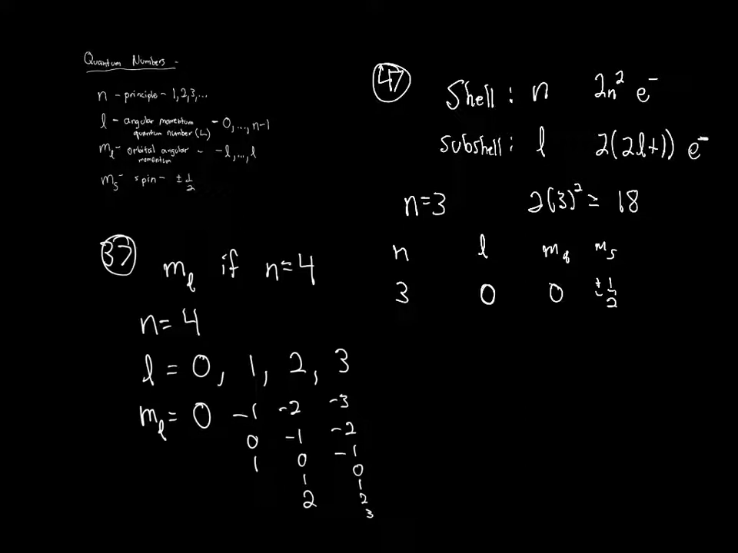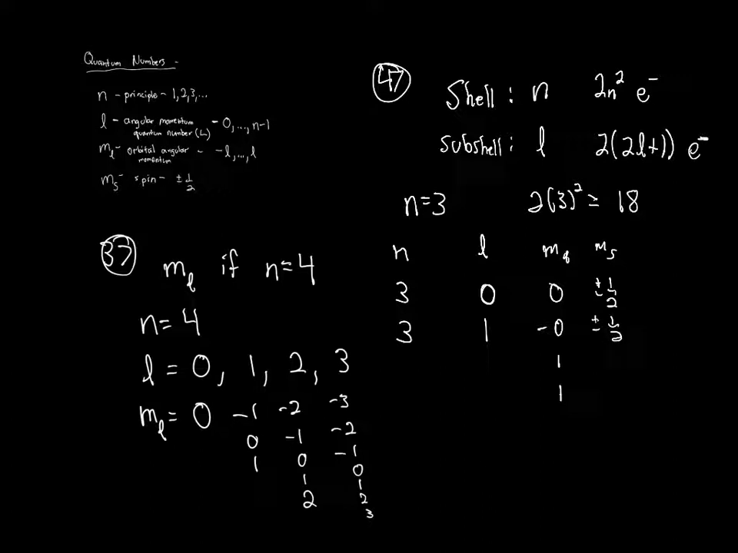2 states right there. So now, how many more do I need? 16. I need 16 more. Okay. N can be 3. What else can L be? L can be 1. If L is 1, what can M sub L be? Negative 1, 0, or positive 1. And then what can M sub S be? Plus or minus 1/2.